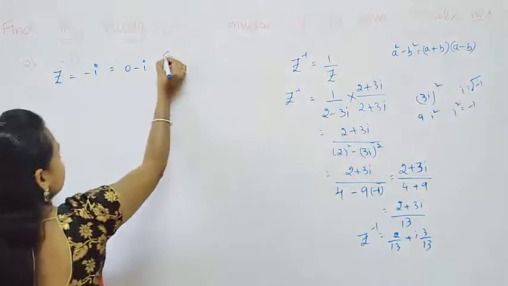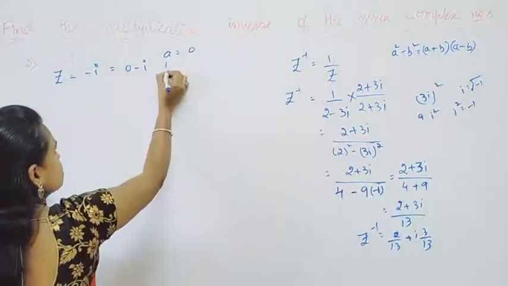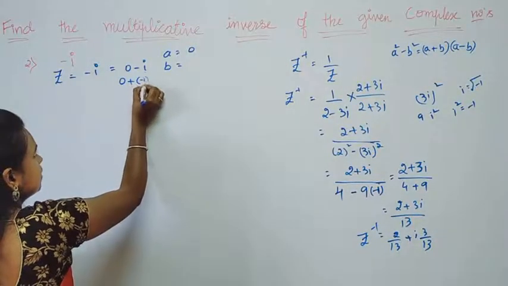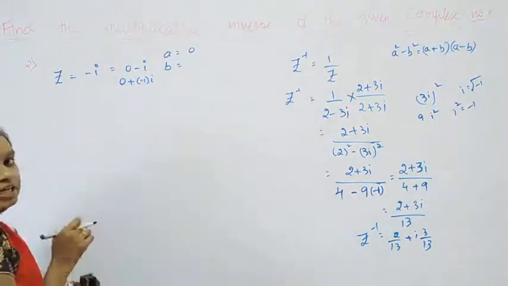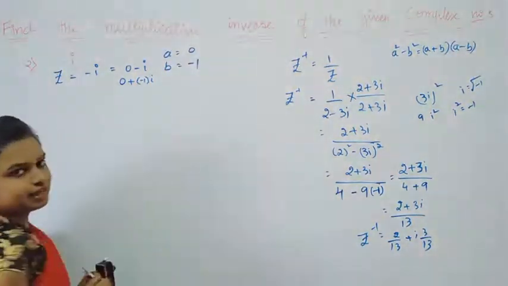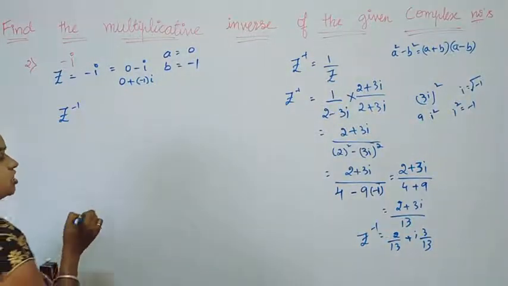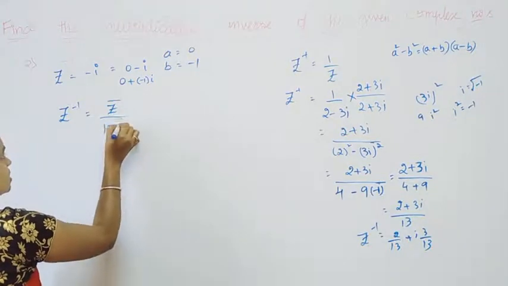Then what is the value of a here? a is 0. Real part is 0. Then what is the value of b? So this is of the form 0 plus of minus 1 into i. a plus ib. So what is the value of b? Imaginary part. That is minus 1. So then the multiplicative inverse, Z inverse, is equal to what? Z bar by mod Z square.